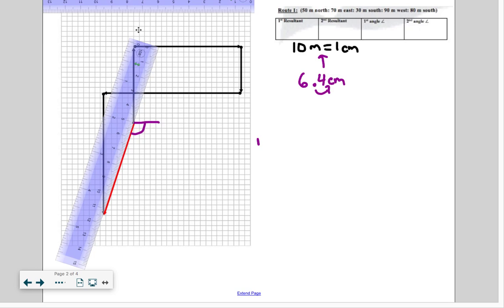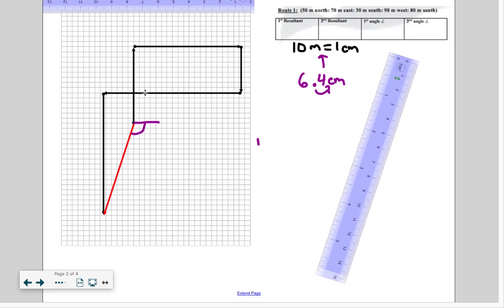And then this angle, you could get a protractor out and measure it with a protractor. If you don't know how to use a protractor, I'll show you on the next slide. Okay, and actually it gives me an angle in here, but we'll use the protractor on the next slide. So that's ultimately what you're doing for part A for route 1.